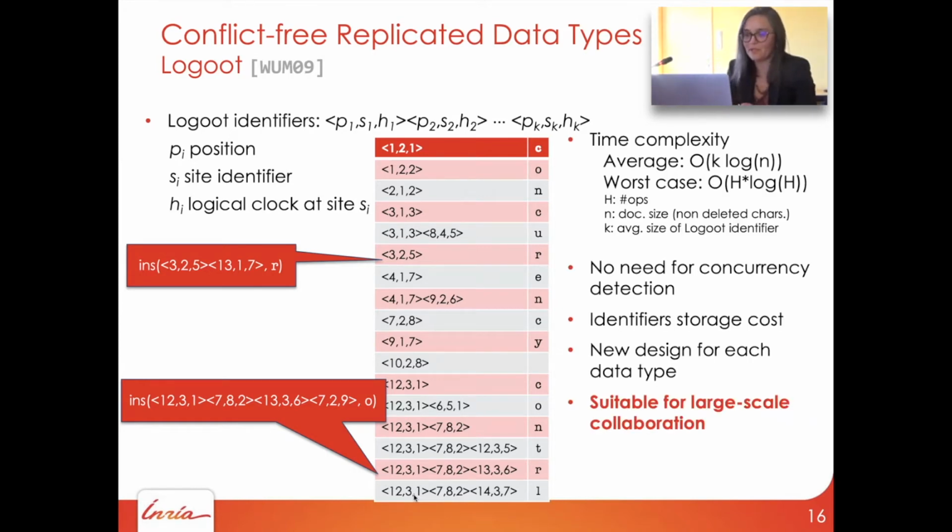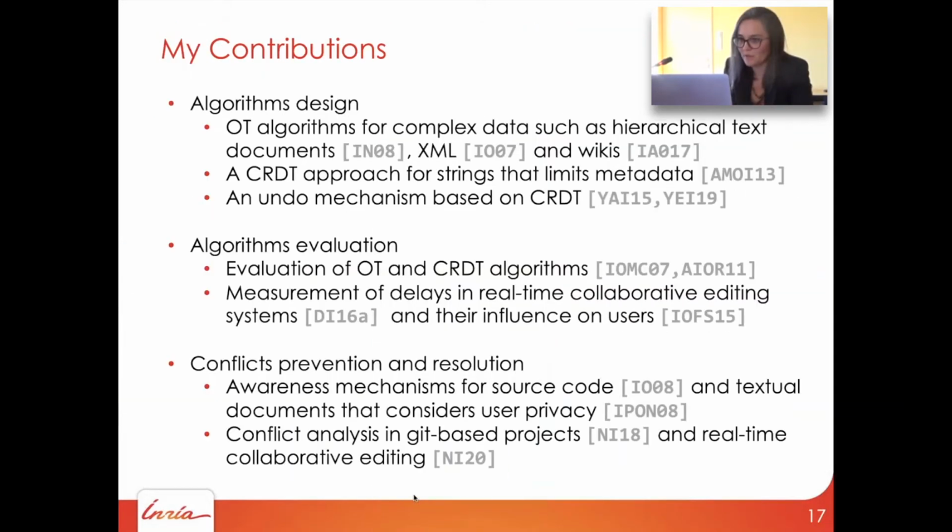The advantage of CRDT is that they have better performance in terms of time complexity, and we do not need concurrency detection. The main disadvantage is that we have to design a specific CRDT for each data type. Another problem is that identifiers have a storage cost, and we have a metadata overhead. But these approaches are suitable for large-scale collaboration. My contributions relate to three main problems: algorithm design, their evaluation, and conflict prevention and resolution.